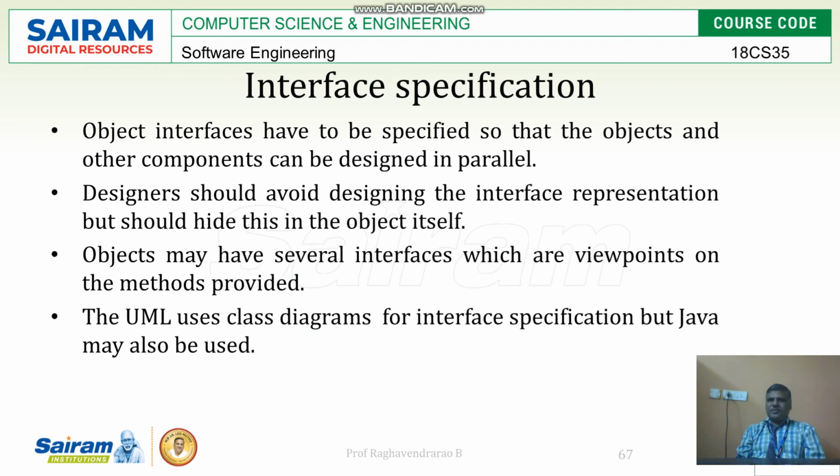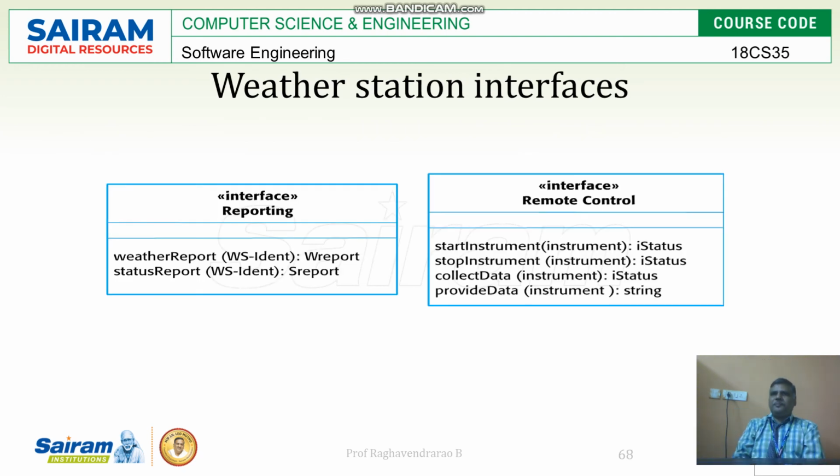Next is interface specification. Whenever you do any project, everything will be in the form of interactions or interfaces. Object interfaces, function interfaces, module interfaces are present. Those things are to be specified in the system. Here, for the weather station interfaces, there are two things: one is the reporting interface and the other is the remote control interface. Now you see the interface of the report: there is a weather report and a status report.